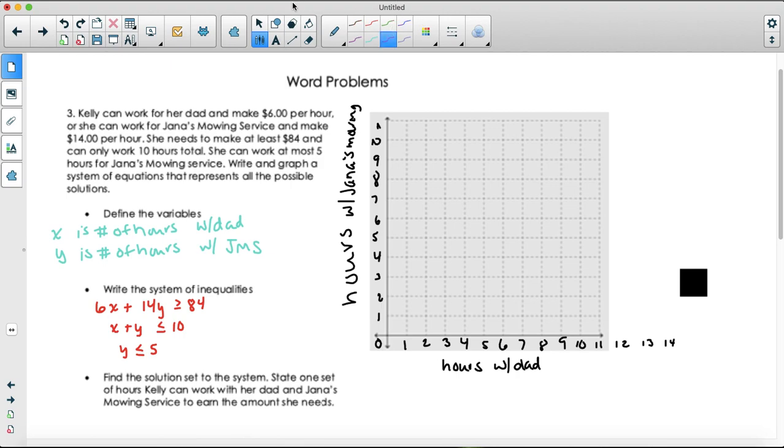I'll graph the first one in pink. This is where I really need to know where my x and y intercepts are going to go. So for my x, I completely cover up the y, and I just solve for the x. 84 divided by 6 was the 14. So I would put it on the 14. Then I would cover up the x and solve for y. If I solve for y, I'd get 6. So the y will be 6. Now this is greater than or equal to, so this will be a solid line.